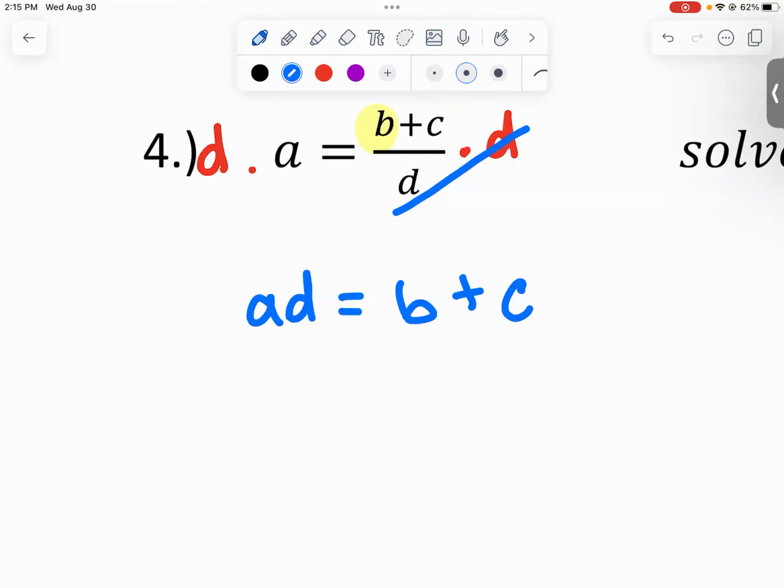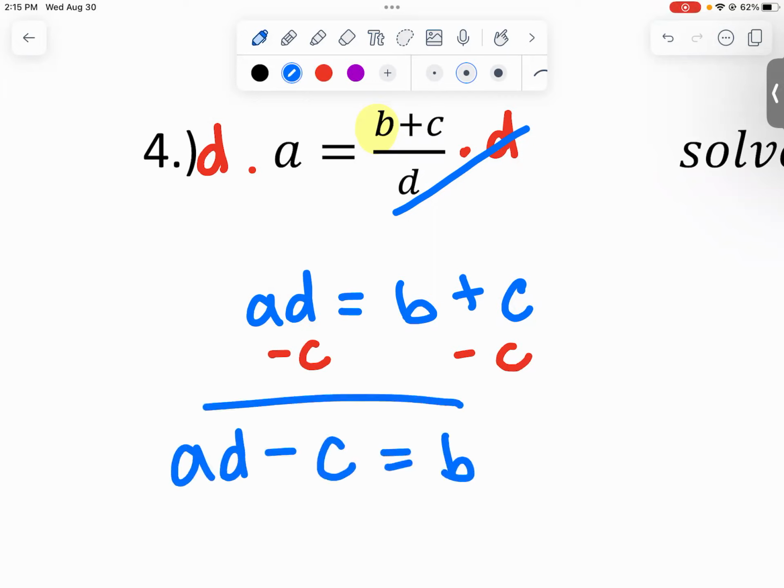Ellery. Sure. Then we minus c. So now we have AD or DA minus c equals b. Connor, this is our answer.